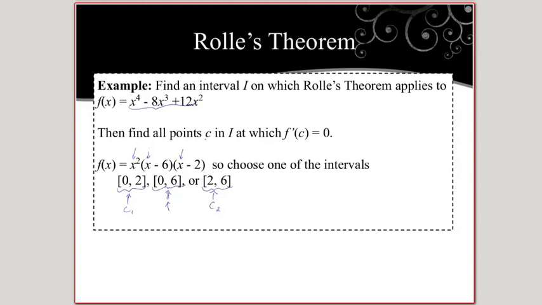Okay, so then we're being asked to find all values of c at which f prime of c equals 0. So really, we're looking for this one, and we're looking for this one. Well, let's play the same game we did before. f prime of x equals 4x to the third minus 24x squared plus 24x. And of course we want to set that equal to 0. Figure out what x values give us 0 for the derivative. So let me factor out, it looks like I can factor out a 4x. I'll be left with an x squared minus 6x plus 6.